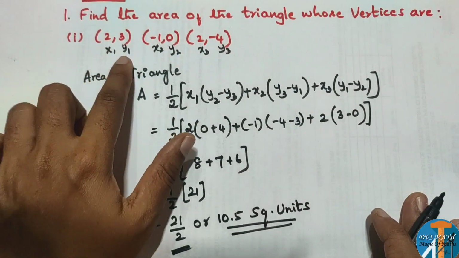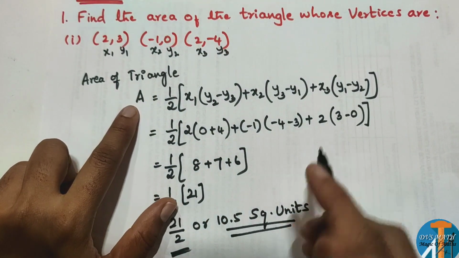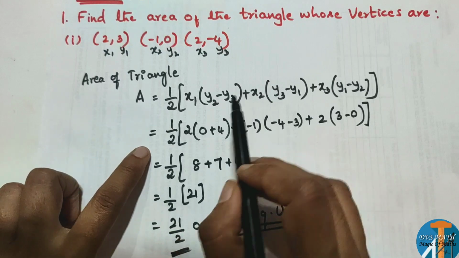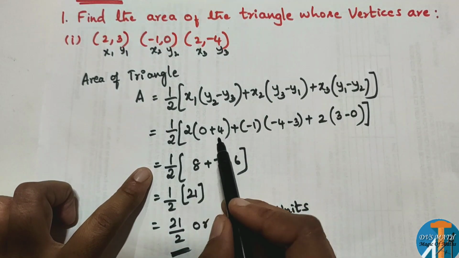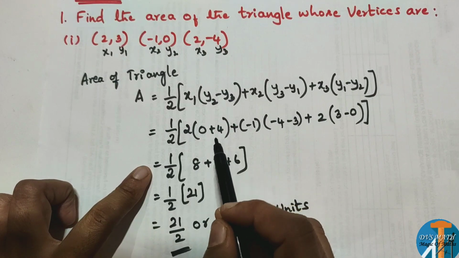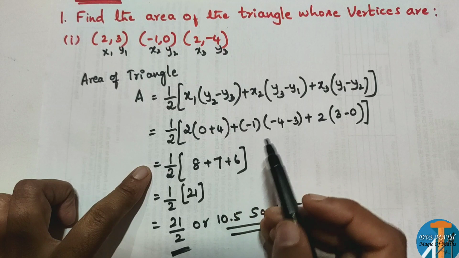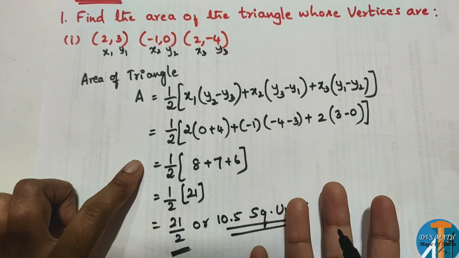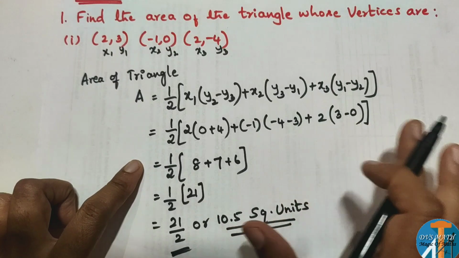Just write x1 y1, x2 y2, x3 y3. Take the formula. Observe, when you are writing the formula, be careful, and when you are substituting also, you have to check each and every point. In simplification also, you have to check both plus and minus, minus into minus, plus into plus, like that. Finally you add together and divide by 2. Sometimes it will be equally divisible, sometimes not, so you can keep it as it is, or you can keep it in decimal also. Okay, I think it's clear.